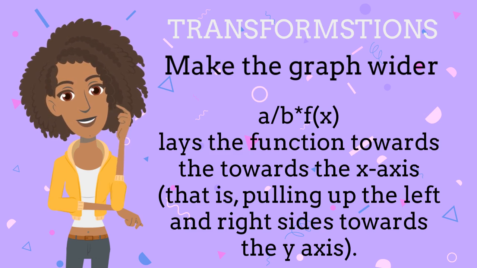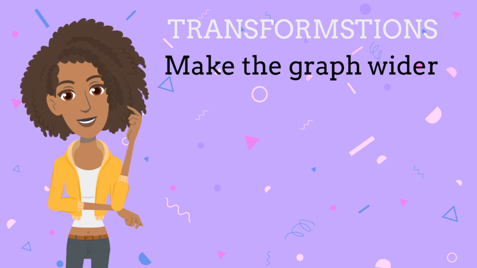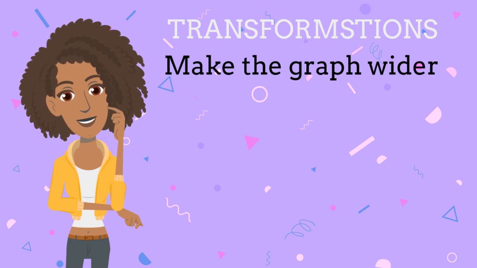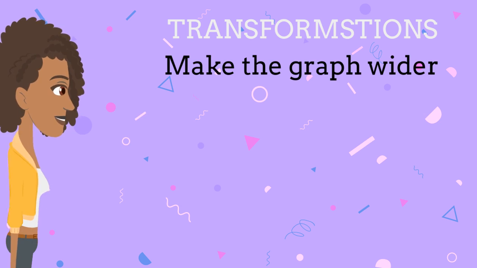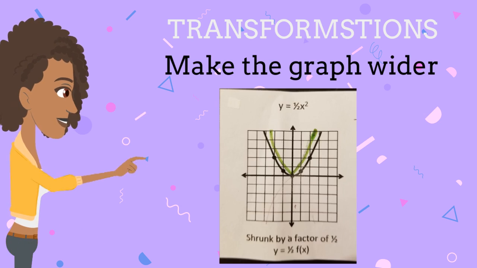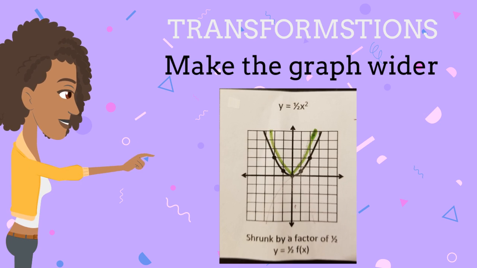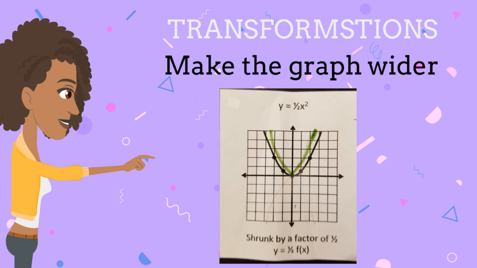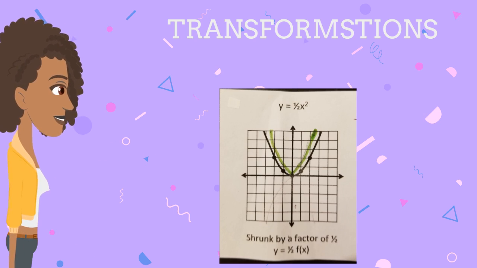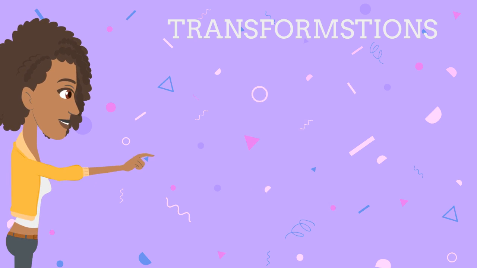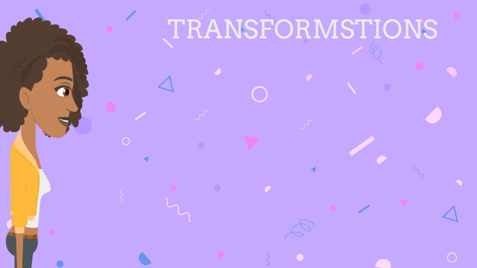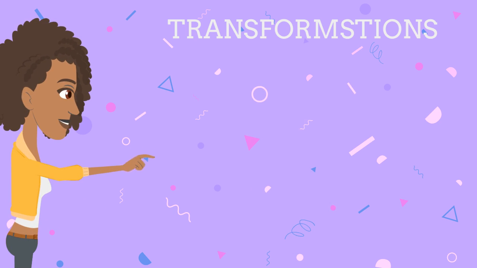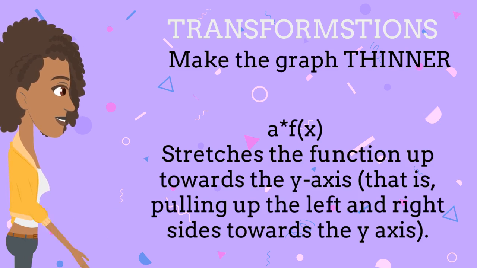Now, we have a lot of different terms for this, but we're going to make the graph wider. So when we look at this graph, we'll see that the original graph is a little bit thinner and the newer graph is starting to open towards the x-axis, and that's how I saw it. It's getting wider. It's opening towards the x-axis. A lot of people have different terms for this.